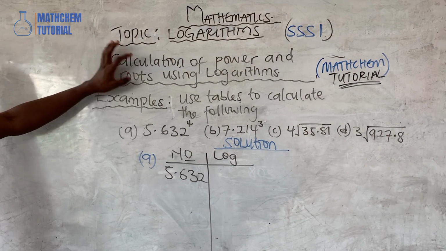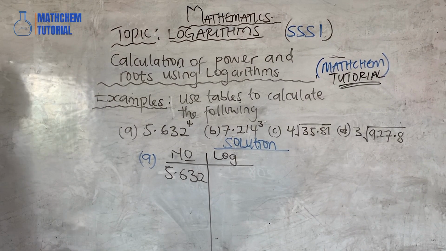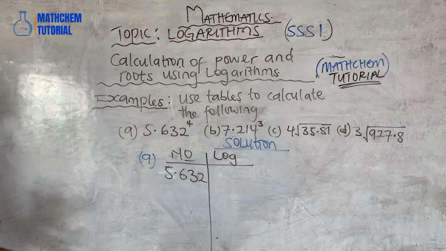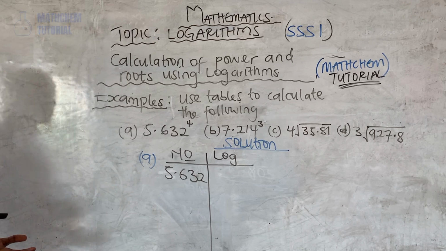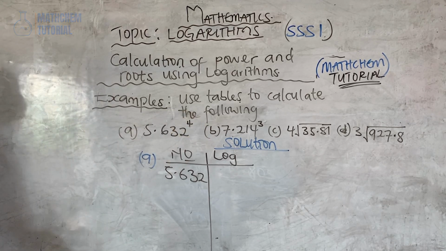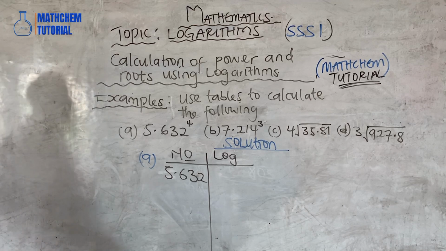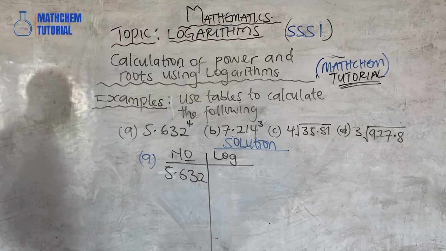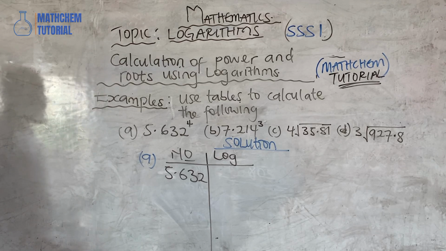Now this is another one, which we call calculation of power and root using logarithms. Remember, that is our other subtopic, power and roots. The examples we'll be looking at are on the board: use tables to calculate the following. A, 5.632 raised to the power of 4, B is 7.214 raised to the power of 3, C is 4th root of 35.81, and D is cube root of 927.8.